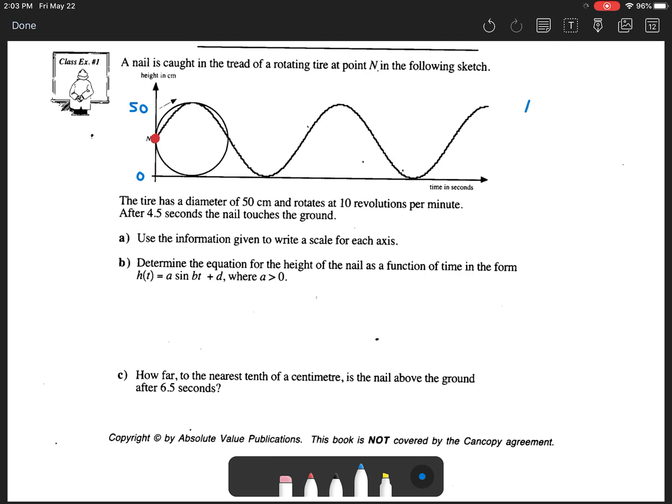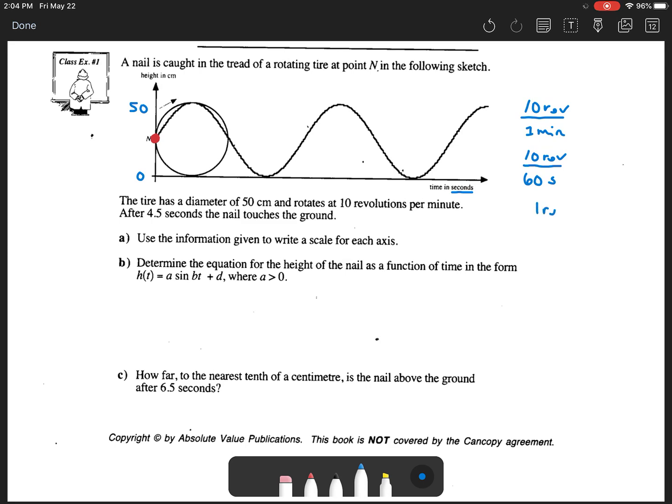And it rotates at 10 revolutions per minute. So here's the interesting thing that they've told me. They've told me that this tire has 10 revolutions every 1 minute. That's great, but the issue is that time, if you read the x-axis, is in seconds. So I need to do a little bit of unit conversion here. 10 revolutions in 1 minute is the same thing as 10 revolutions in 60 seconds. So I just changed the 1 minute into 60 seconds.